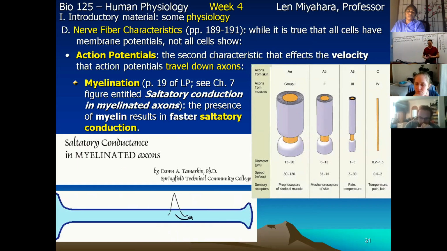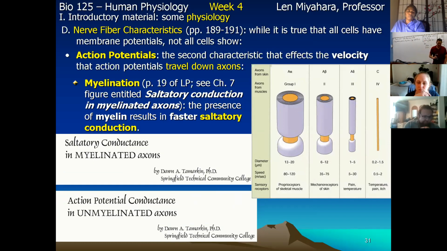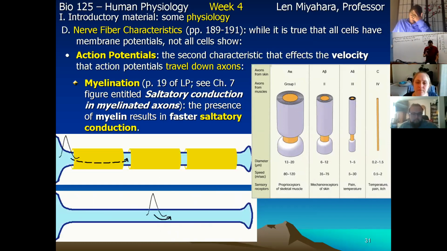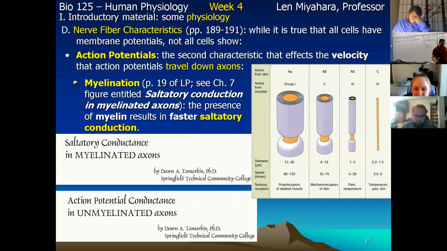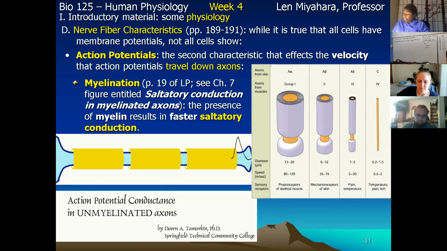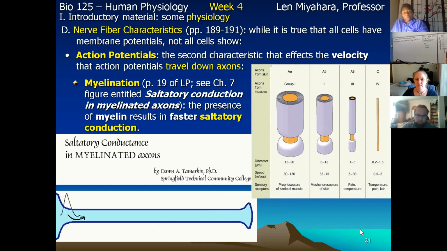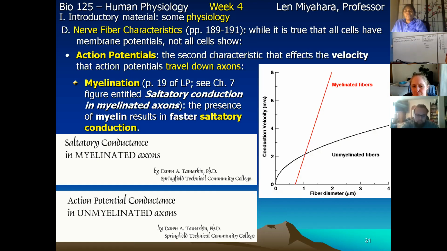Okay, gotcha. So for example, with group 1 and then group 3 on that slide, the speed's dramatically different. Is that because of the ratio of myelination to size of the axon? It's both. And that's what this graph is showing. It's both.